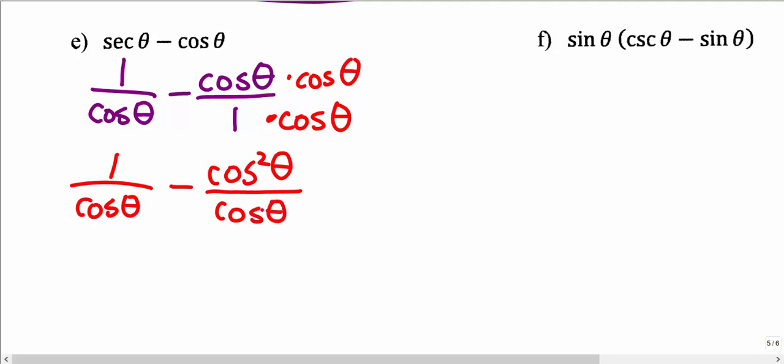Now they have the same denominator. We're going to keep the same denominator and combine the numerators on top. So we're going to combine those terms.